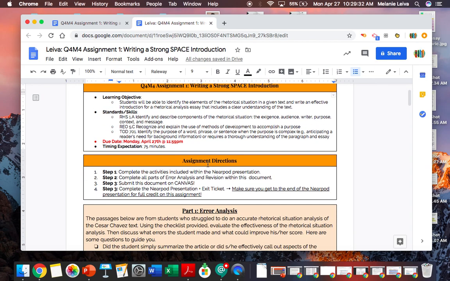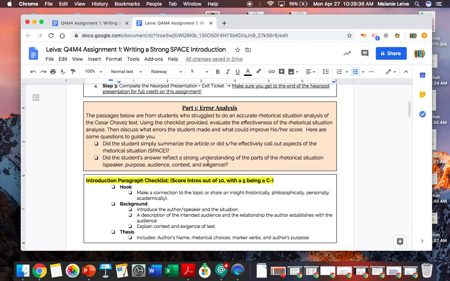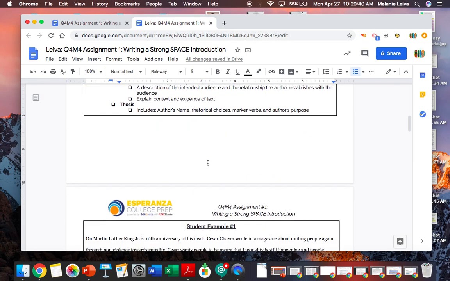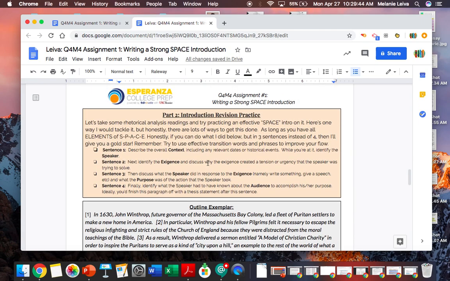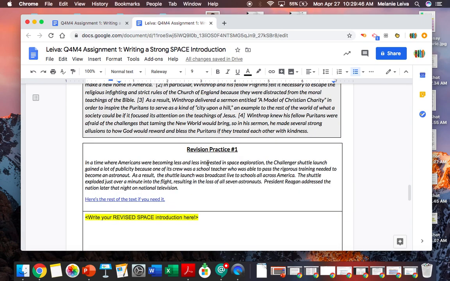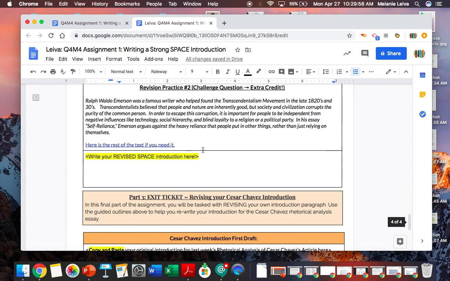Okay, so in the assignment today for the Google document, you're going to do 3 parts. Like I said in the directions piece, you're going to go to error analysis, looking at student examples for the Cesar Chavez essay. Then you're going to be looking at essay examples for other types of introduction paragraphs, and you're going to be revising them. You don't have to do both. You only have to do one.